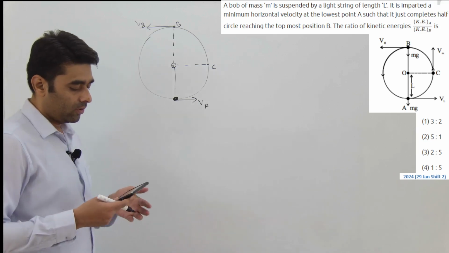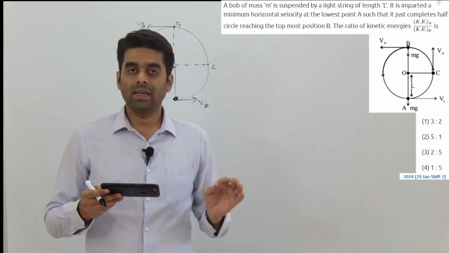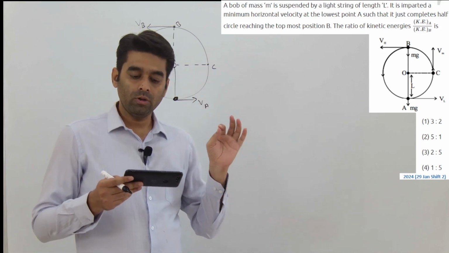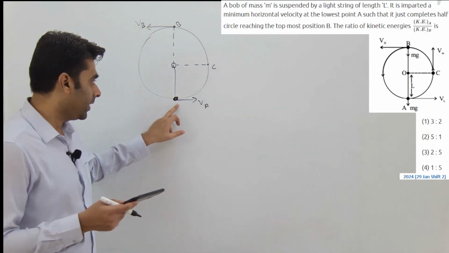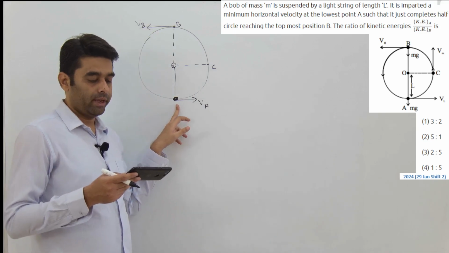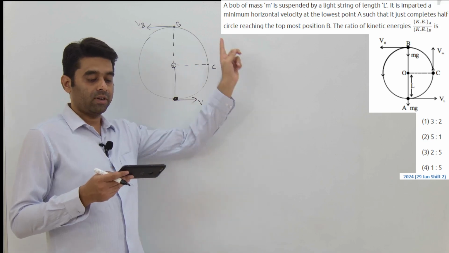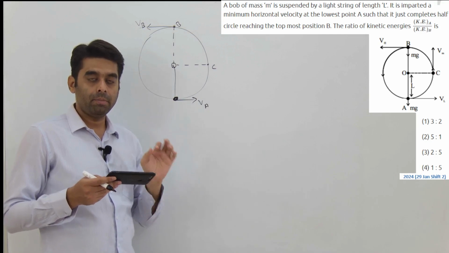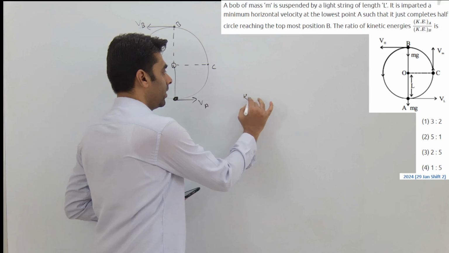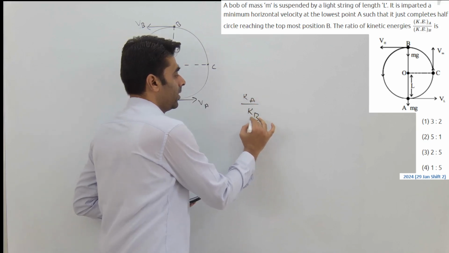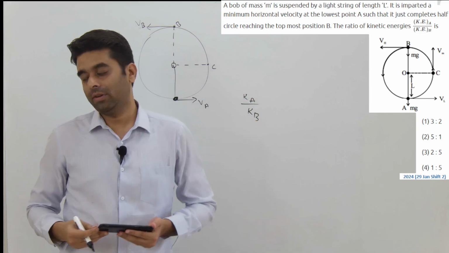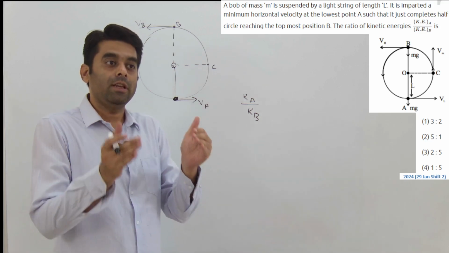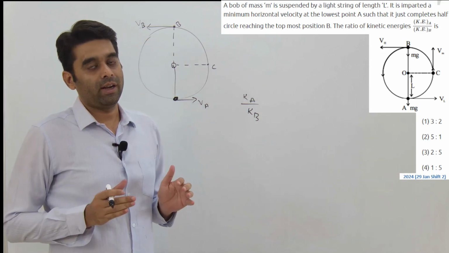Yes, the next question that we have: a bob of mass m is suspended by a light string of length L. It is imparted a minimum horizontal velocity at the point A, that is the bottom point, lowest point A, such that it completes the half circle and reaches the topmost point B. The ratio of kinetic energy at A and B, basically Ka by Kb, is what they are asking. Now this is a very standard question of vertical circular motion, right? Very standard.